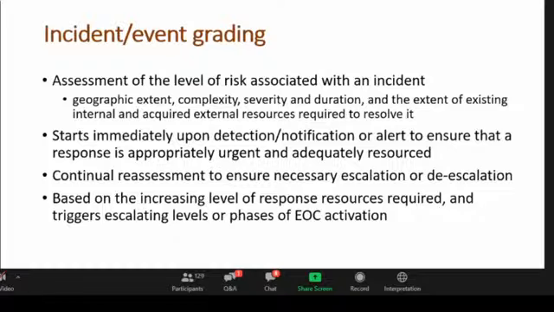It should start immediately upon detection, at the signal level and through to the alert, to ensure that the response is appropriately resourced. It should be a continual process to ensure necessary escalation or de-escalation of your response. It should be based on the increasing level of response resources required and the trigger for escalation.